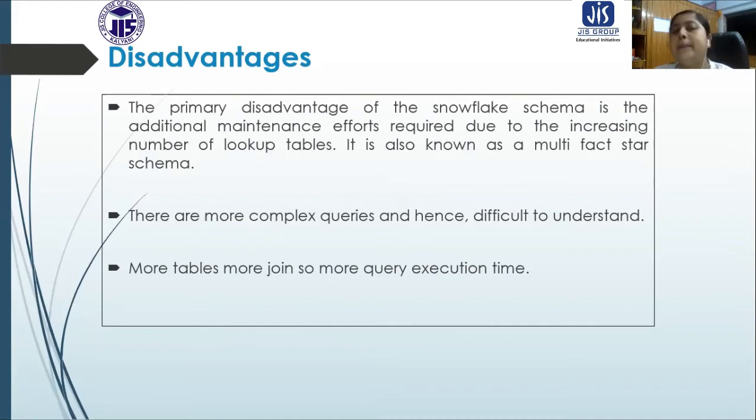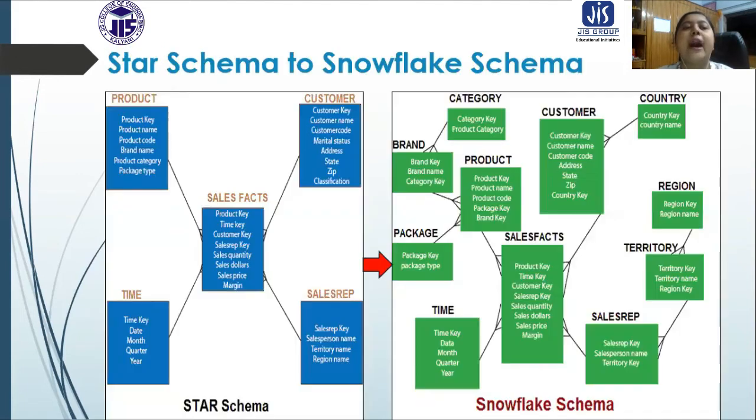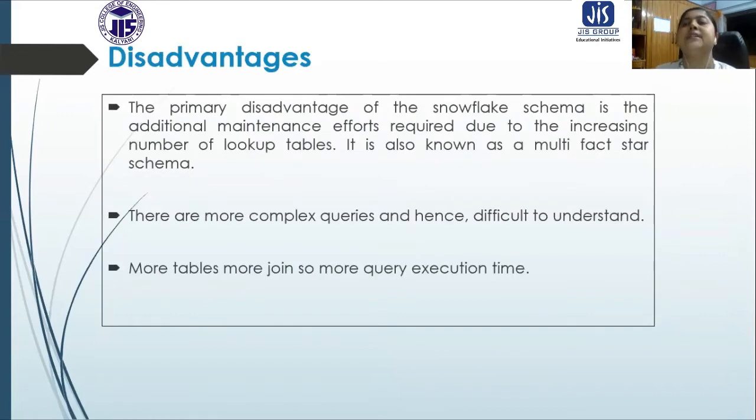So there are more complex queries because we need to apply joins here, because tables are broken up. Normalization is done, so all data is not going to be present in the same dimension. So we need to apply more joins. If we compare with the star schema, in the previous case we need to apply fewer joins, so the query becomes more complex. Okay, in the case of the snowflake schema, more tables, more joins, so more query execution time. So whenever we have more joins, obviously more query execution time is required.